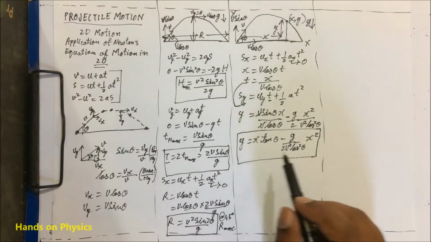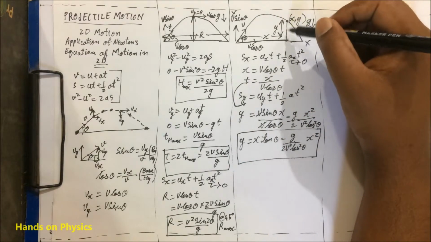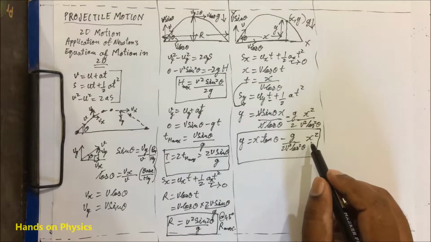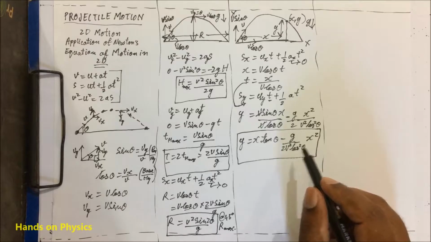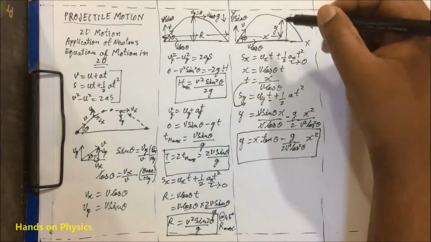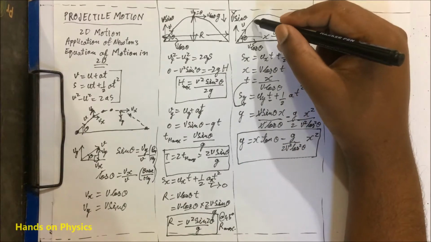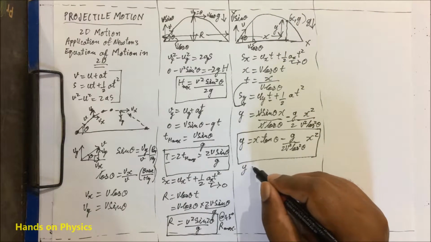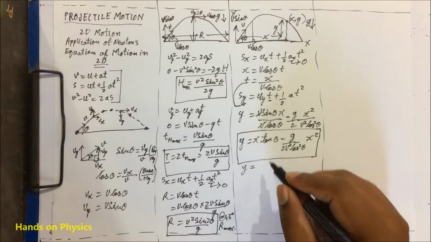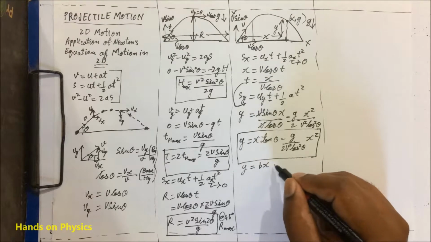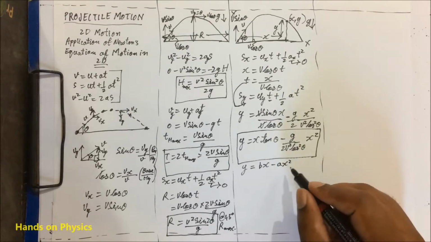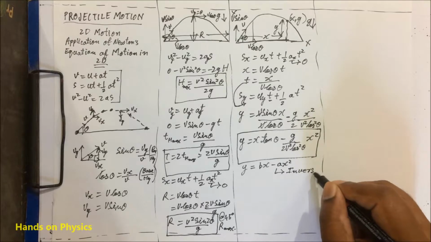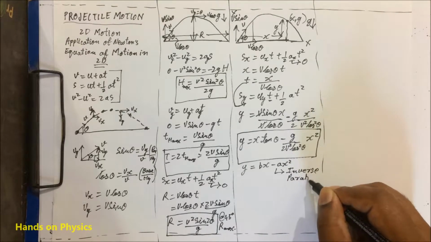Using this equation, you can find out for any value of x what the value of y is. Now this is a quadratic equation, which also means that for two values of x you will get the same y, and that is because the same height will be here and here at both the points. If we further analyze it, this can also be written as y is equal to bx minus ax square, and this equation is the equation of an inverse parabola.